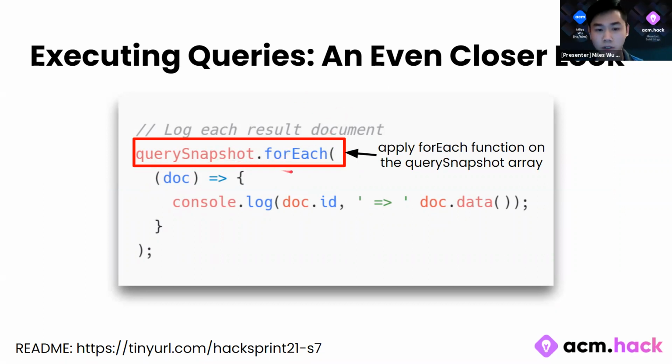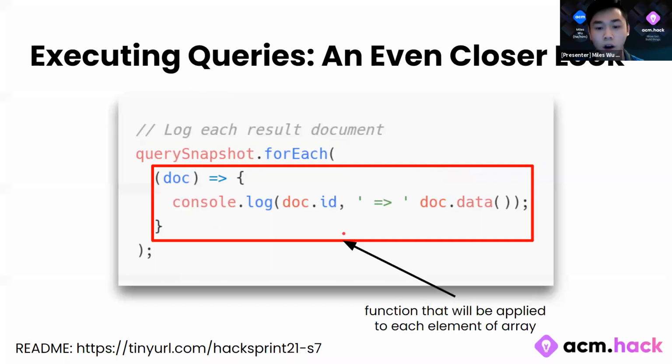Basically, querySnapshot.forEach. Query snapshot is not quite an array, but you can think of it here as an array of documents. The forEach function is just going through each document and using this function that we pass in on that element. Each document in our query snapshot is going to be passed into this function, so we can do whatever we want with it.